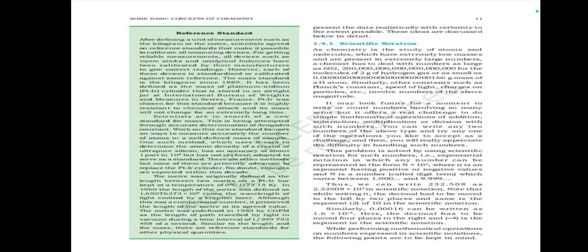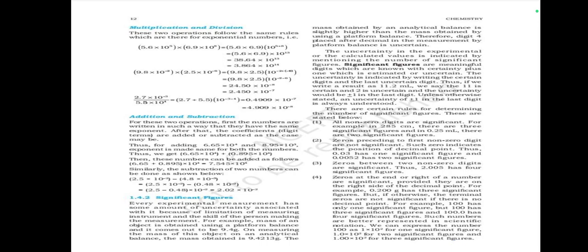While performing mathematical operations on numbers expressed in scientific notations, the following points are to be kept in mind: multiplication and division, addition and subtraction. For these two operations, first the numbers are written in such a way that they have the same exponent. After that, the coefficients, the digit terms, are added or subtracted as the case may be. Thus, for adding 6.65 times 10 to the power 4 and 8.95 times 10 to the power 3, exponent is made same for both the numbers.